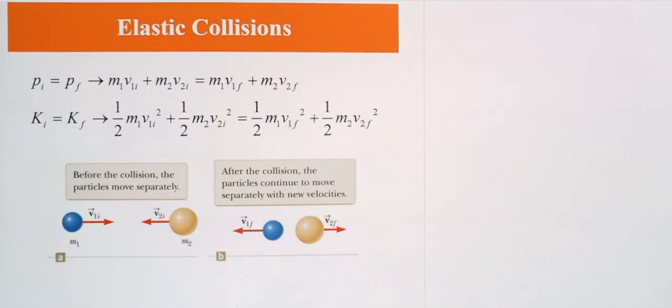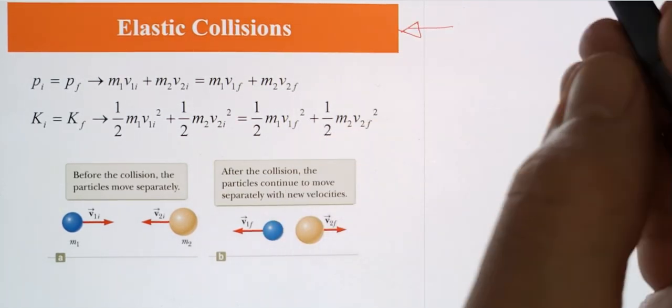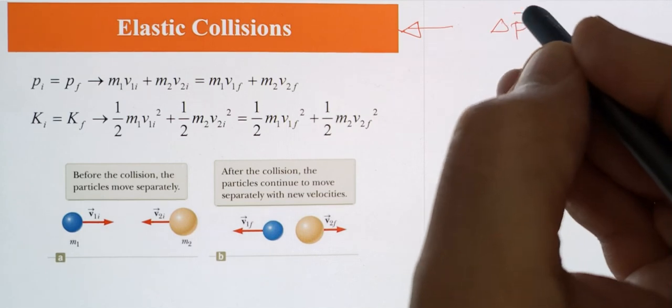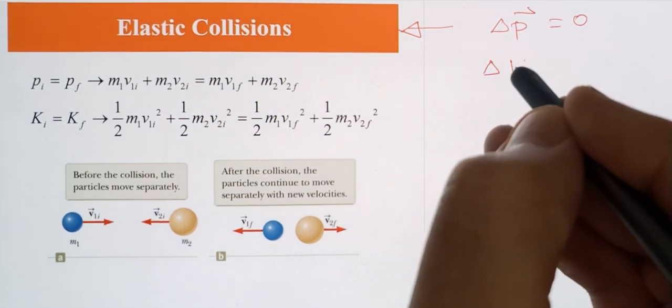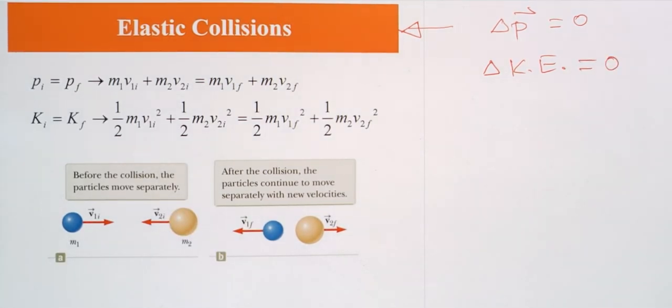In the book, for elastic collision, we have change in momentum equal to zero and change in kinetic energy also equal to zero. That means in elastic collision, momentum is conserved and kinetic energy is conserved also. In other types of collisions, momentum is always conserved, kinetic energy is not.